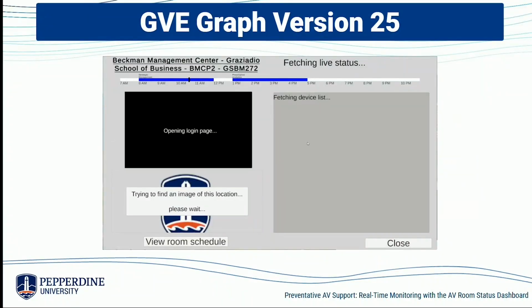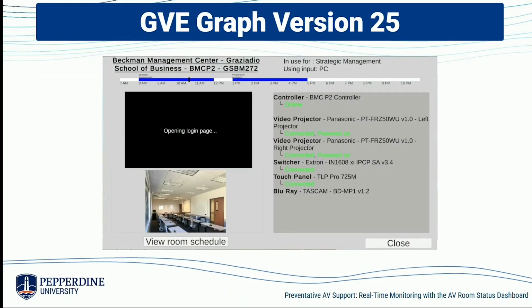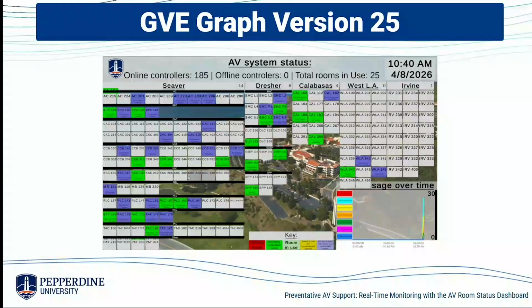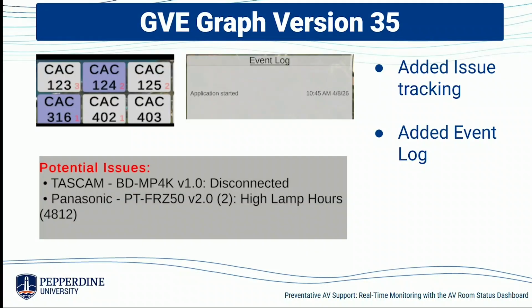And then the next version is when it got a little bit smoother. I added in just a little black image to hide the auto login process to give you the illusion that it's a smooth process. And there it goes. And it's a live connection as it was before. And then version 35, this is when I added in the device issue tracking. So this is the connection issues that I was talking about earlier.